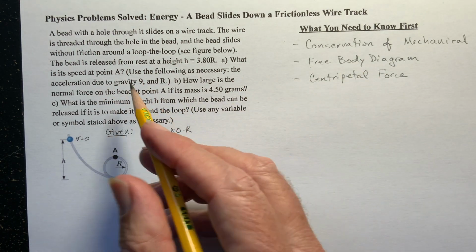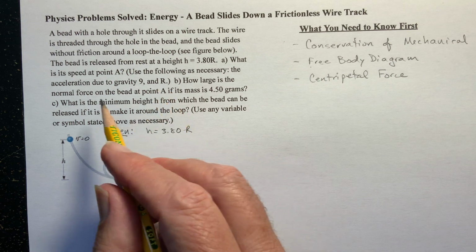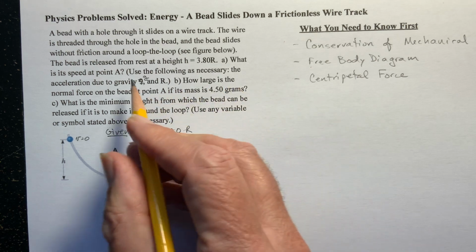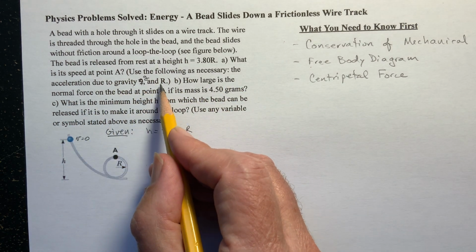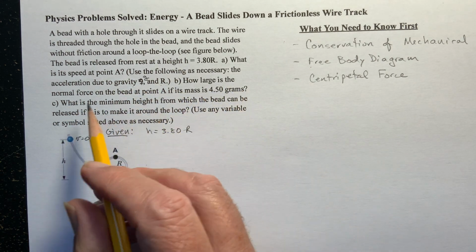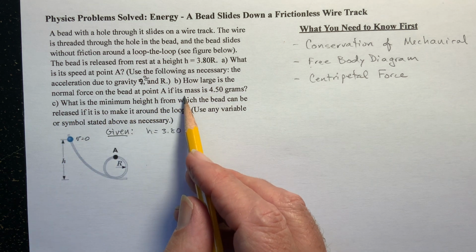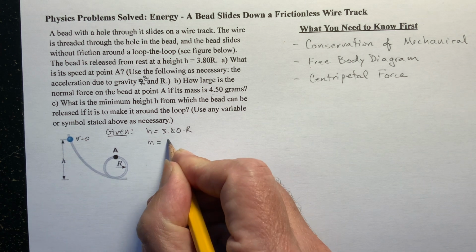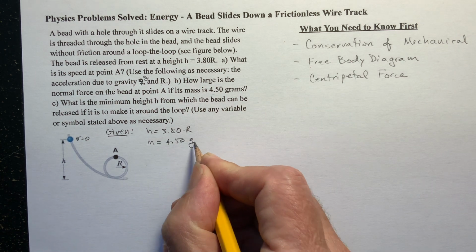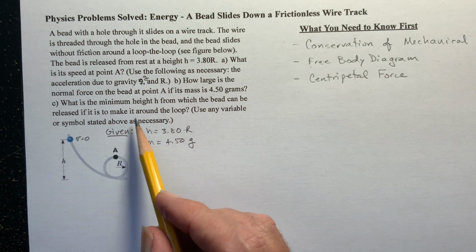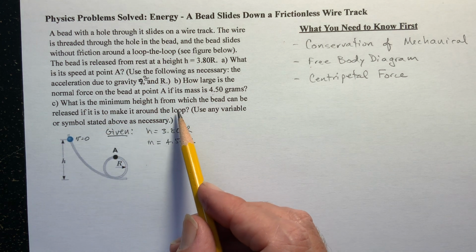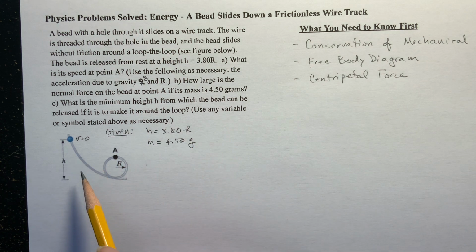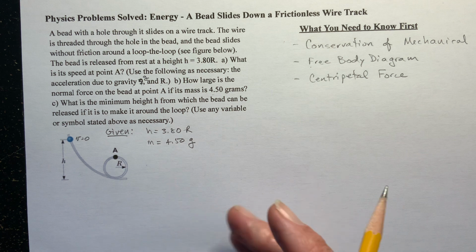And what is its speed at point A? Use the following: the acceleration due to gravity, G, and R. And how large is the normal force on the bead at point A, if its mass is 4.5 grams? So we have a mass of 4.50 grams. And we want the minimum height for part C. What is the minimum height from which the bead can be released if it is to make it all the way around the loop? That one's pretty straightforward.